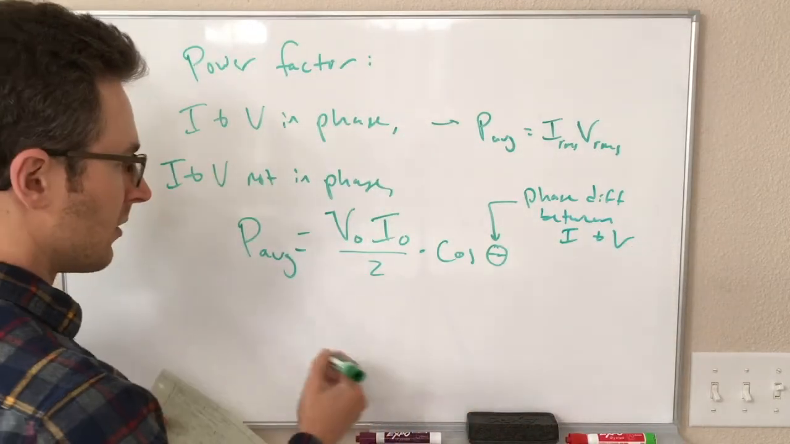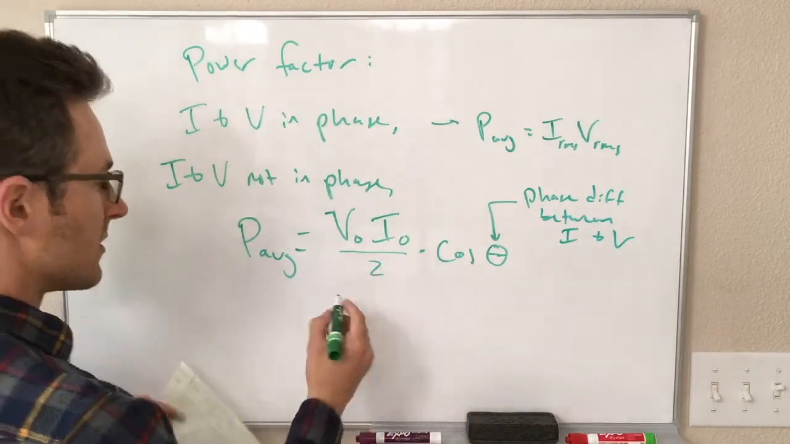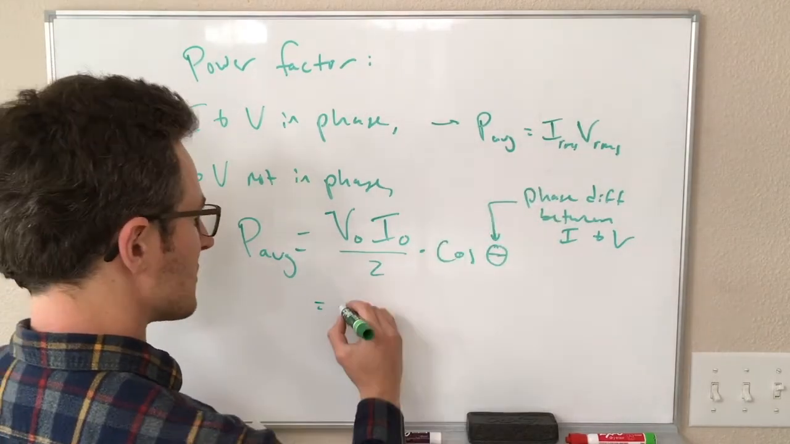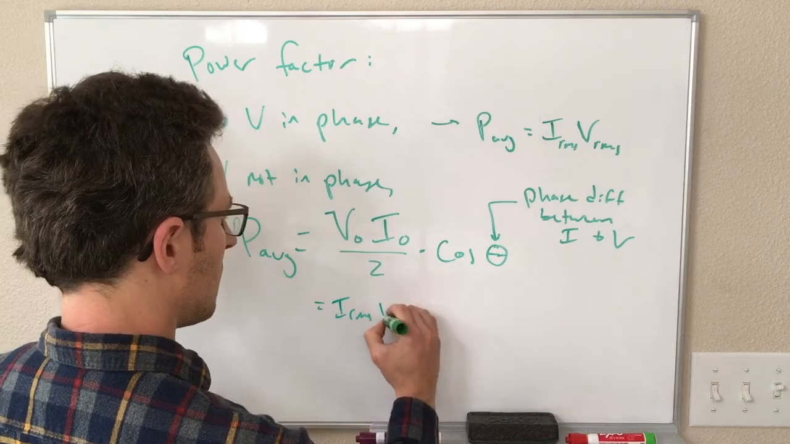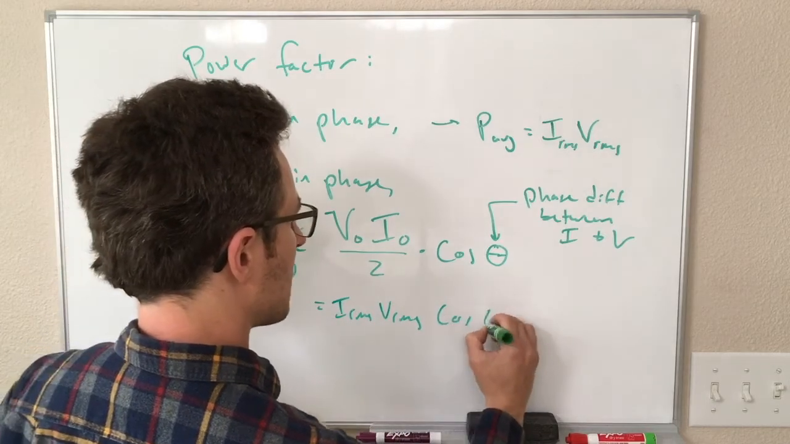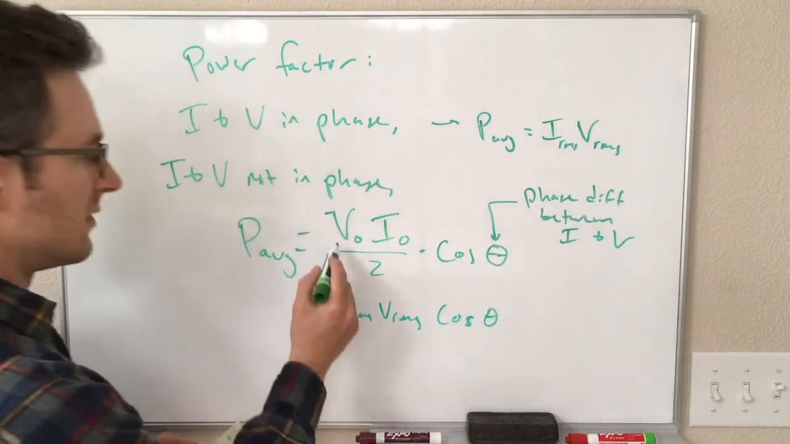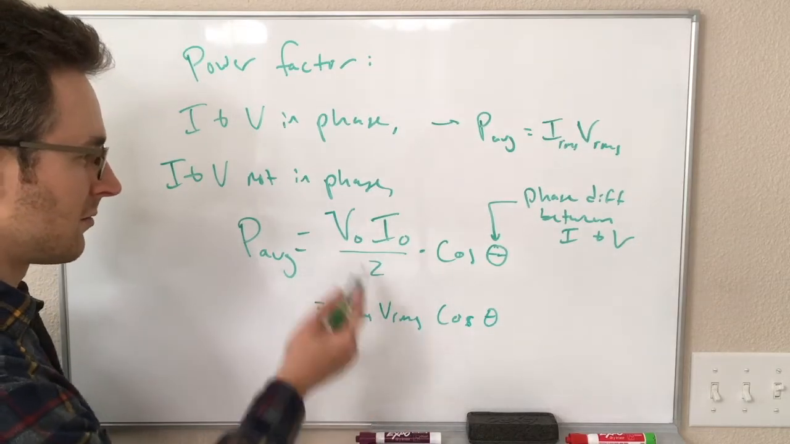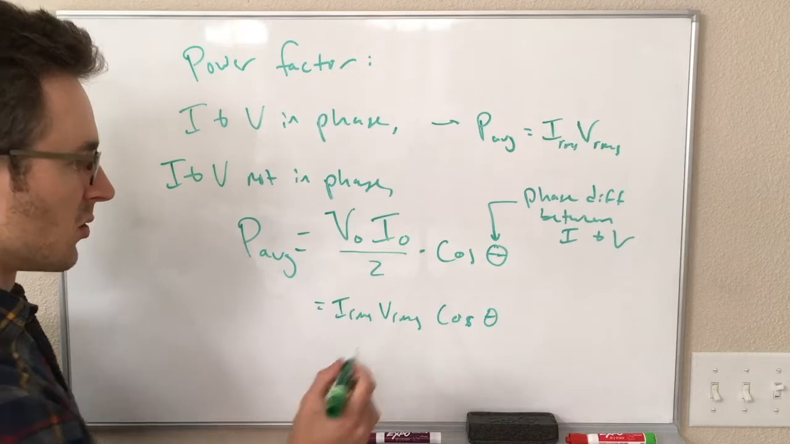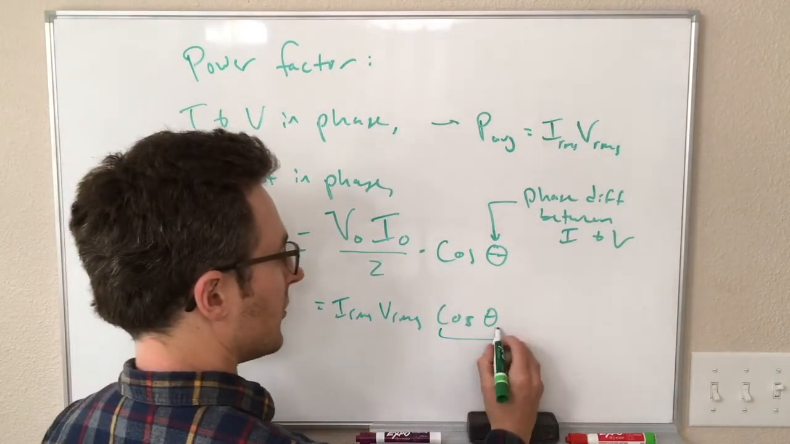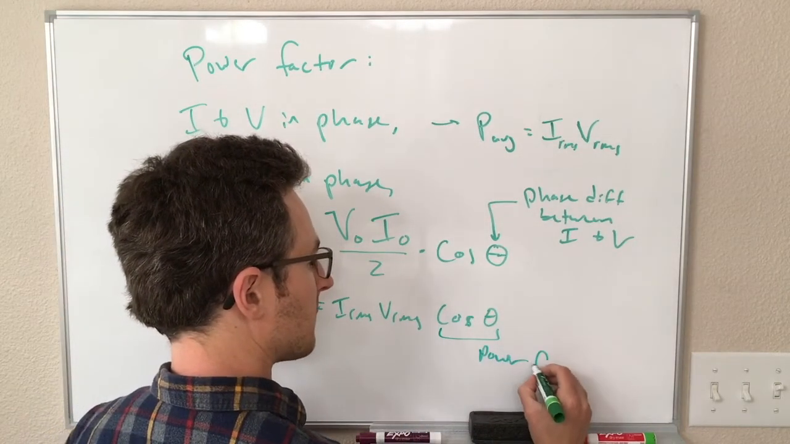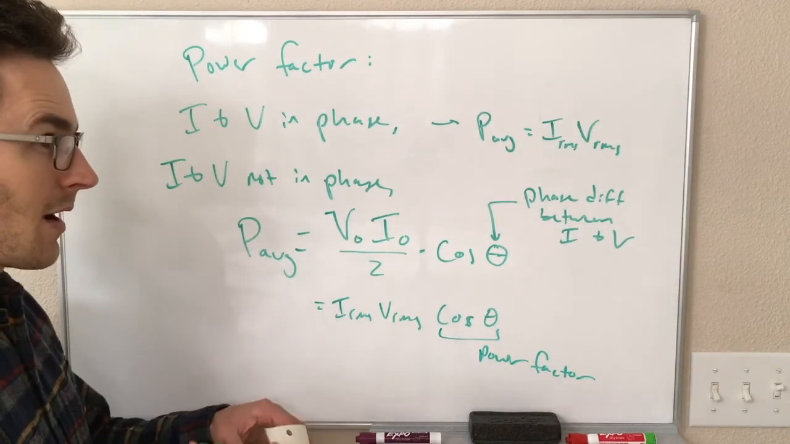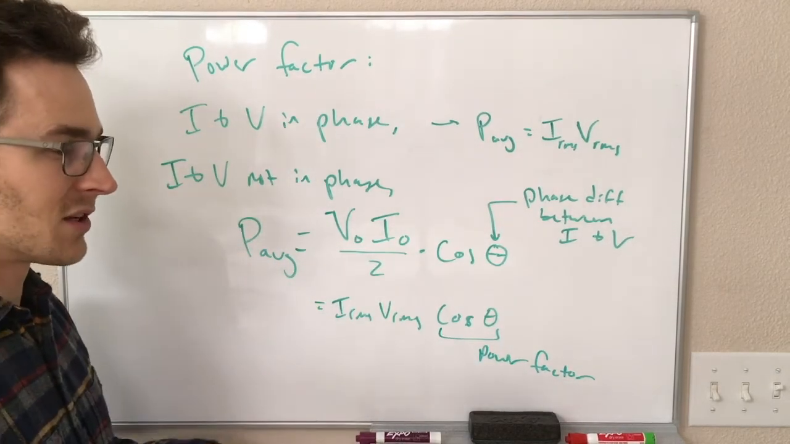And again, assuming we're talking about sine waves, we can also rewrite this as I RMS V RMS times the cosine of theta also, right? Because if each of these is different by a factor of the square root of 2, then these two things are the same. So this cosine is called the power factor. And this tells us how much our power is changed by the fact that these things are out of phase.